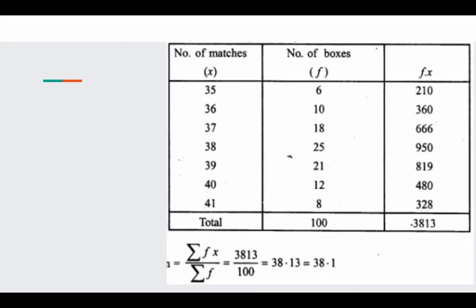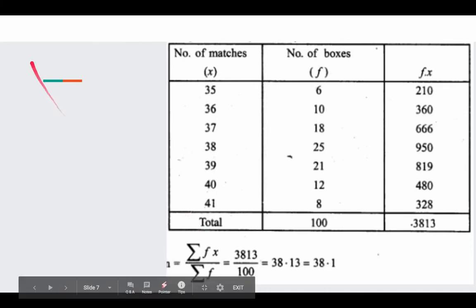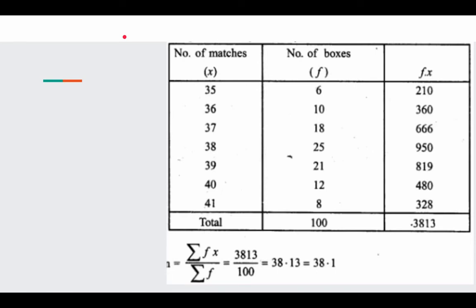Now let's move to the next question number. Yes, question number 6 is homework. See the 7th one, what it says. The content of 100 matchboxes. So this frequency distribution table is already given to you. The content of 100 matchboxes were checked to determine the number of matches they contain. Okay. 100 matchboxes we are talking about.